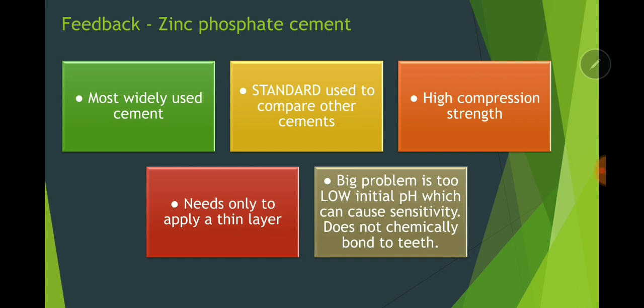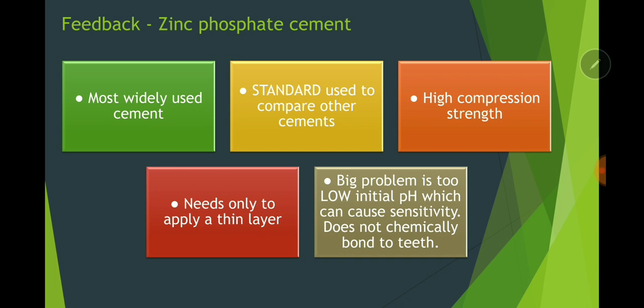All right. So here are some properties of zinc phosphate cement. Zinc phosphate cement is the most widely used cement. Well, I would say in the US probably not, because the times have changed. But a long time ago, it used to be the most widely used cement. Maybe if you go outside of the US, you may encounter that zinc phosphate cement is still widely used. It is the standard used to compare other cements.